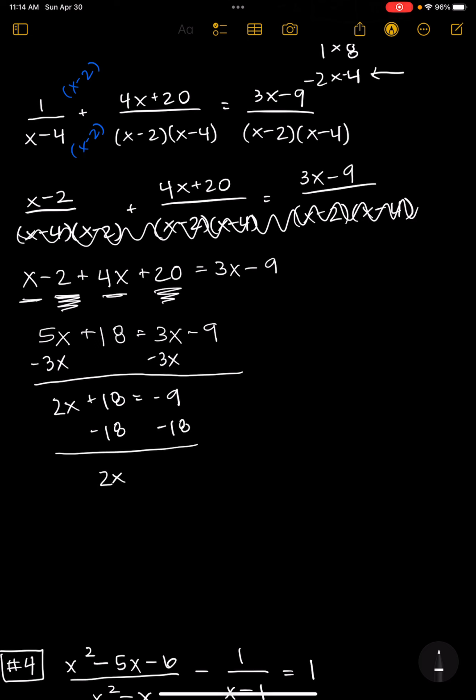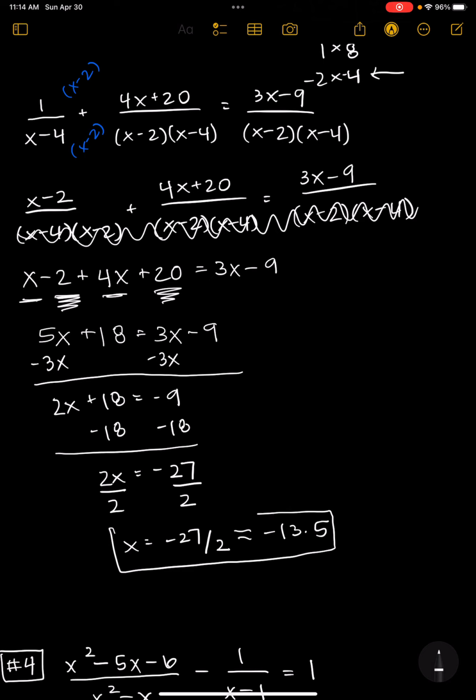So I get 2x is equal to negative 27, and then we're going to divide each side by 2, and we get x is equal to negative 27 over 2, which is the same thing as negative 13 and a half. And that is my answer. Totally okay to get a fraction or a decimal as an answer.